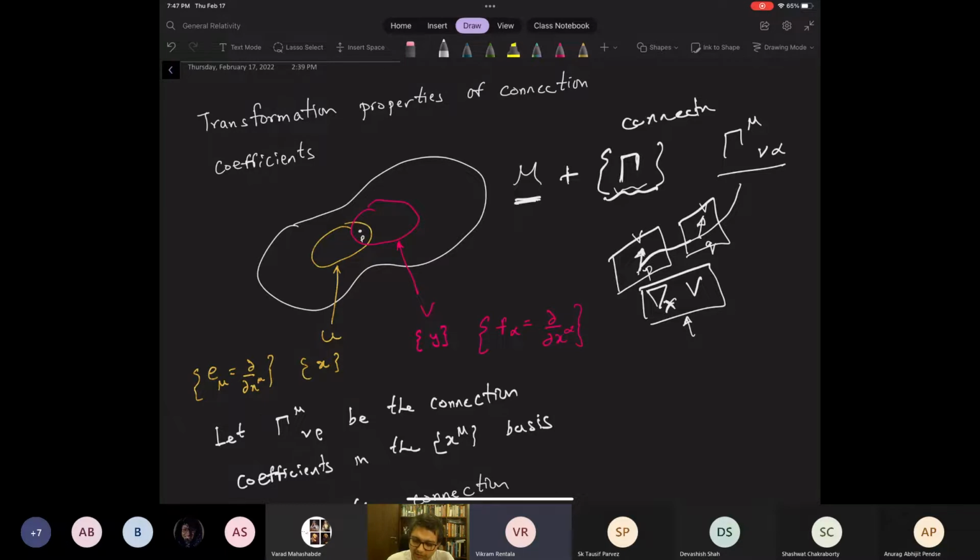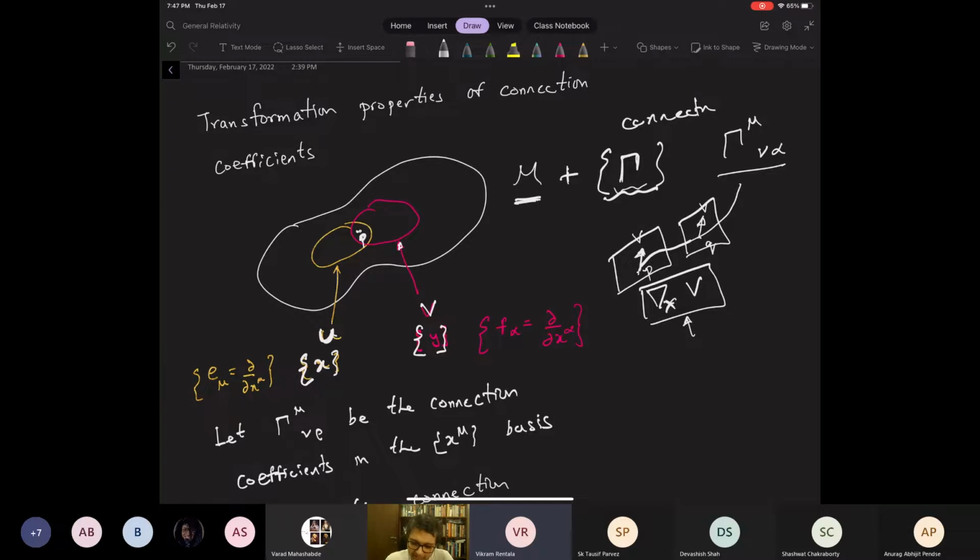This notion of the derivative itself should not depend on the coordinates that I assign. Or, for example, if I have a point P that resides in two different coordinate patches, a coordinate patch U and a coordinate patch V. Coordinate patch U is described by some coordinates x. Coordinate patch V is described by some coordinates y.